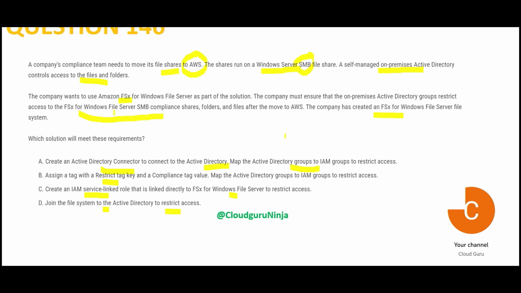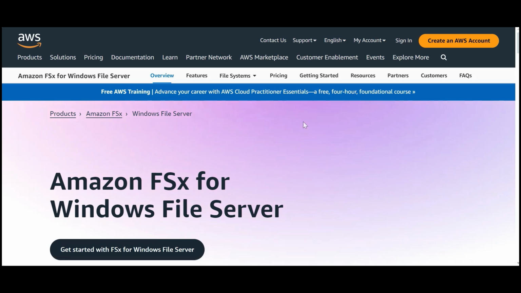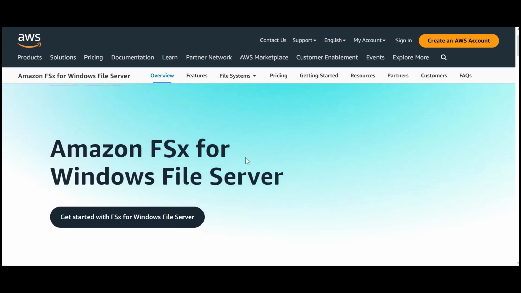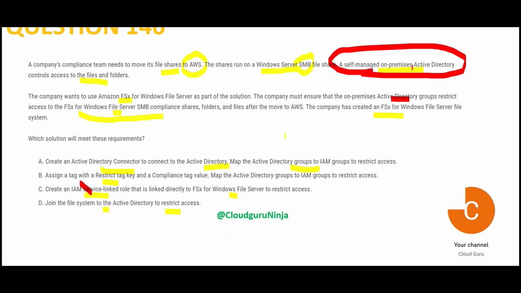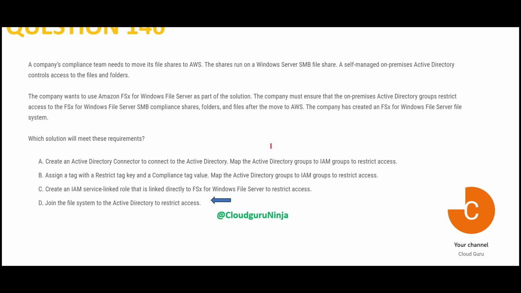So we have a file system. This is a file system. The SMB Amazon FSx for Windows file server. So this is a file system, and this has to be integrated with the existing Active Directory. So Active Directory is already there. So we would not use anything related to IAM here, and a restrict tag key and compliance tag key. This will not work. This is related to IAM groups. So we can restrict the access by reusing what is already there in Active Directory. So option D would be our answer. We would join the file system to Active Directory to restrict the access.